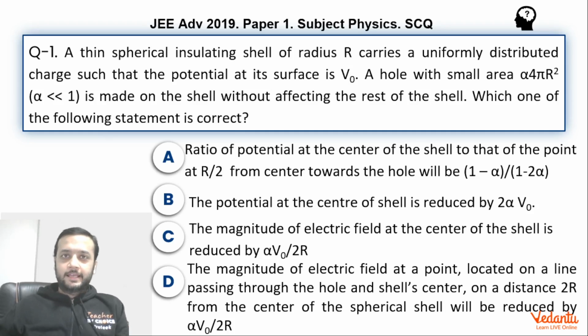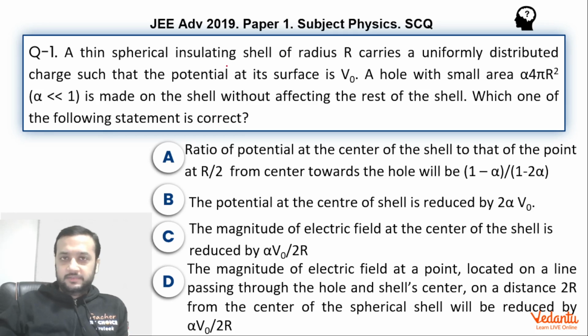Hi dear students, let's see this question that came in JEE Advanced Paper-1 Physics in the year 2019. This was a simple question from electrostatics based on the concept of electric field and potential of a hollow shell, and this was a single choice correct question, and I am sure that almost all the students in India would have done this question. So let's see what is being asked in this question.